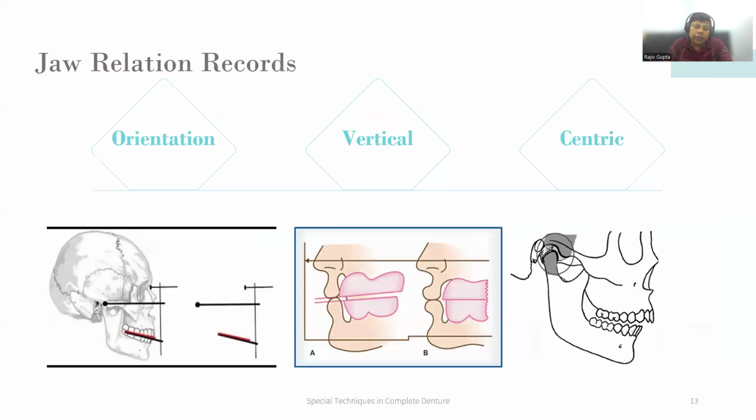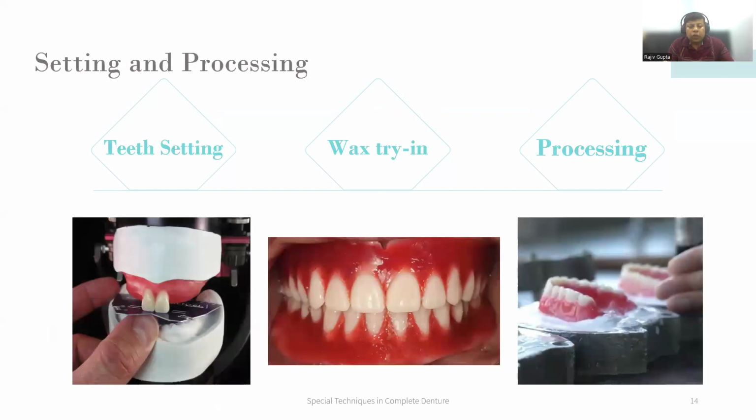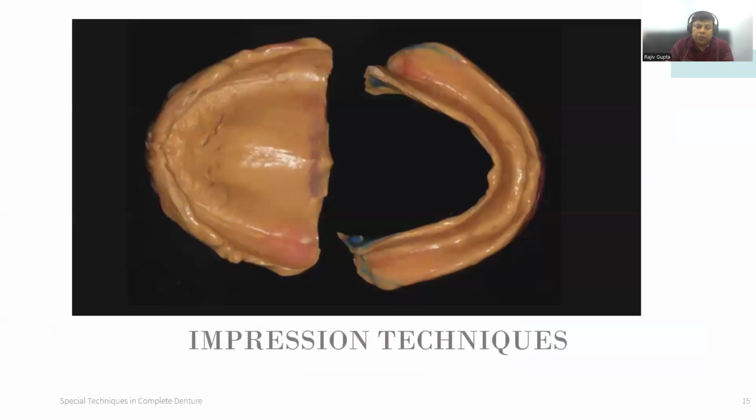Once we have recorded the right impressions, we pour the cast and fabricate the occlusal rim. The next clinical step is jaw relation recording. In that we have three jaw relations: orientation, vertical, and centric. I'll be discussing all these jaw relations in detail as well. It is just a step-by-step procedure I'm describing for a normal complete denture fabrication. Once we are done with the jaw relations, we articulate on the articulator, and then go for teeth setting and wax trial. Once it is approved by the patient and checked by the dentist, we can go for final processing.